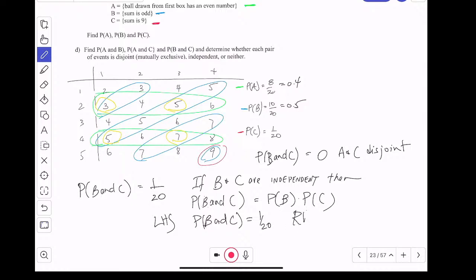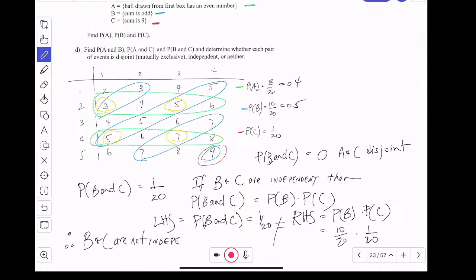So let's check the right-hand side. The right-hand side is the probability of B times the probability of C. The probability of B is 10 out of 20. And the probability of C is 1 out of 20. So certainly they're not the same. So it does look like B and C are not independent. They're just overlapping. Therefore, B and C are not independent. They're just overlapping.